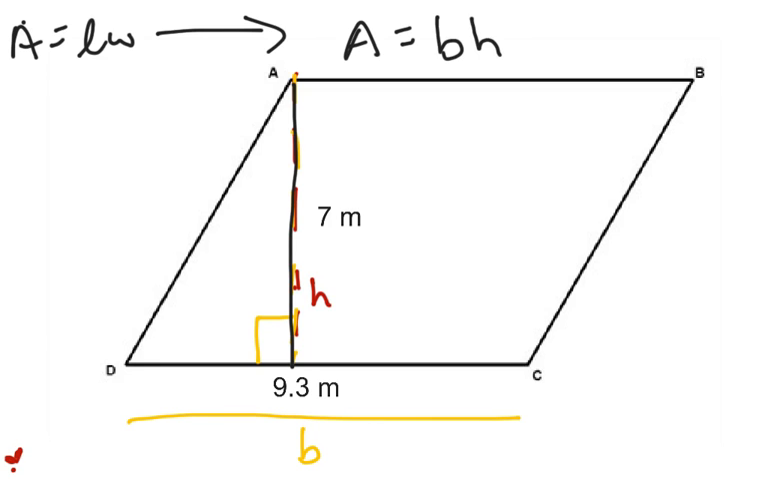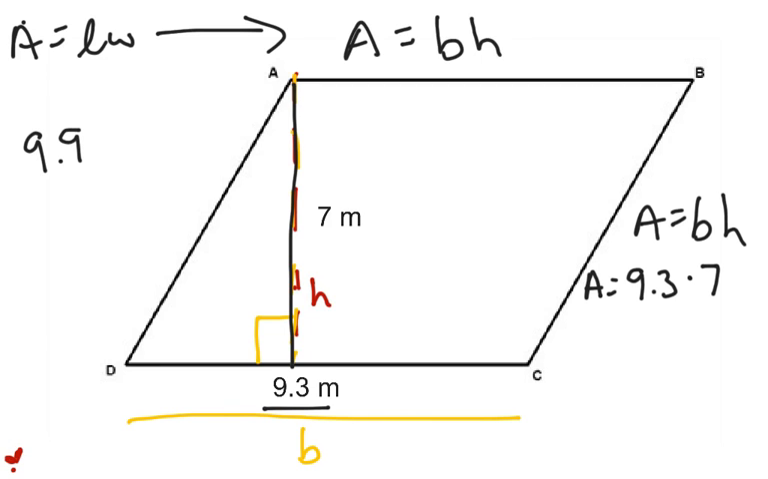First, you're going to write the formula: area equals base times height. Then you're going to plug in the numbers that you have. Well, we know we don't have area, so we'll keep that A equals base. We have a base of 9 3/10. And we're going to multiply that times the height, which is 7. And when we multiply this, we can multiply 9 3/10 times 7.